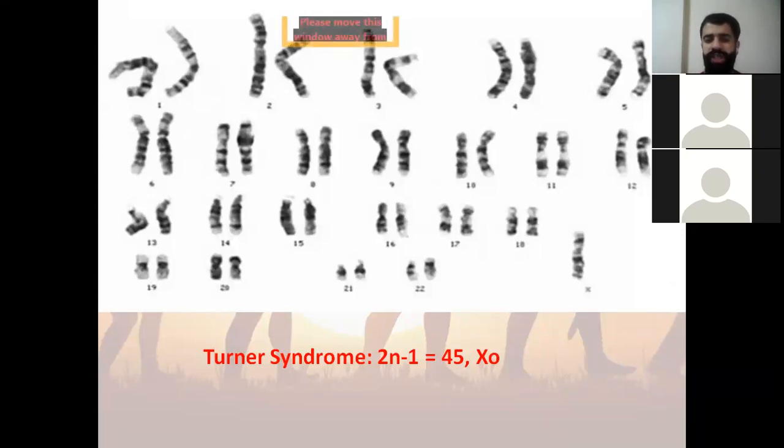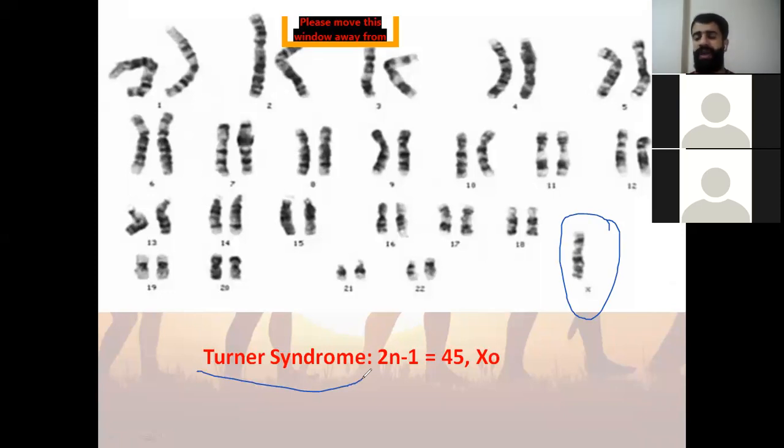Okay? So Turner syndrome, 2n minus 1 equal 45, comma XO. XO means that we have a missing sex chromosome, since we have only X as a sex chromosome. So this is called Turner syndrome. Turner syndrome and Klinefelter syndrome both affect the gonosome. In Klinefelter syndrome, we have XXY as sex chromosomes, so we have an additional chromosome. While in Turner syndrome, we have a missing chromosome, so we have only X. Here it's a female with some characteristics. We're going to talk about them later.